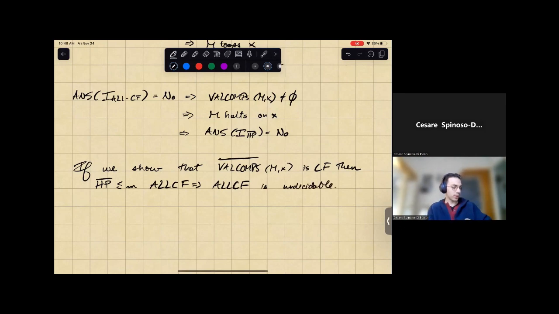Okay, and so that's what we're going to do for the remainder of the lecture videos, I suppose: we're going to show that we can actually create a context-free grammar. In fact, we're going to design a PDA, which can be converted to a context-free grammar, that accepts Val-comps whole complement. Okay, so that's what we'll do in the next few videos.